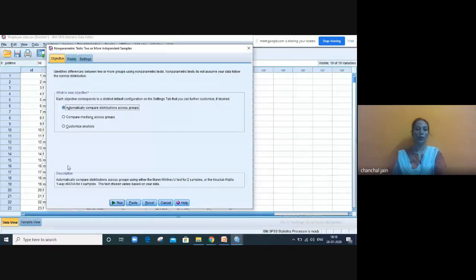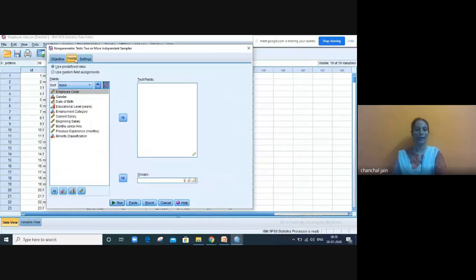So we don't need to touch anything here. We are okay with it. Click on the second tab, that is the Fields tab. Here you need to define your test variable and your independent variable. Our test variable is current salary. So I am shifting this variable to the Test Fields box, and then selecting gender and shifting it to the Groups box.